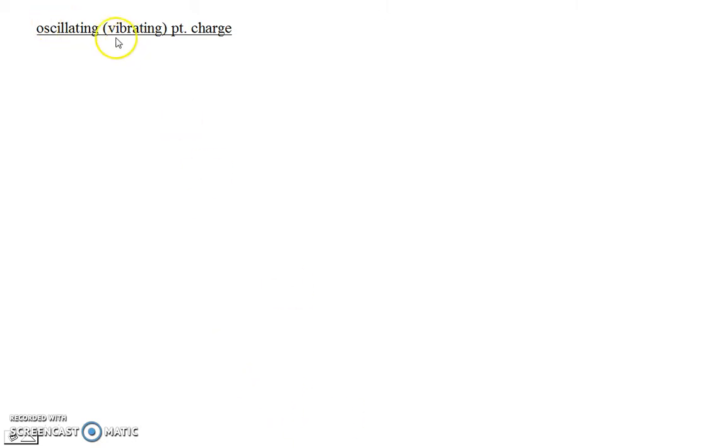Alright, so let's say we have an oscillating or vibrating point charge. So here's our positive charge. Let's say it's shaking back and forth, oscillating back and forth. And we're going to set up an observer over here to watch this as it moves and what sort of happens to its fields as it goes.